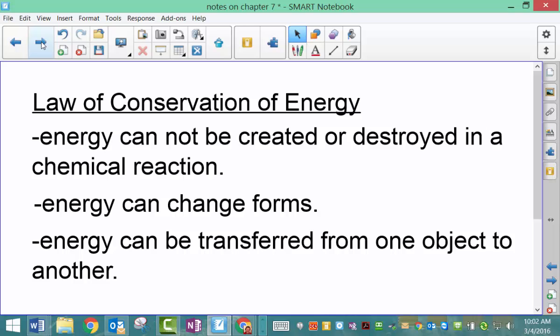So if we apply this law of conservation to our exothermic reaction, energy is released in the exothermic reaction because it was first stored in the chemical bonds, in the reactants. And energy taken in during an endothermic reaction, where it's absorbed, is stored in the products. So that energy is just recycled, it's just transferred.